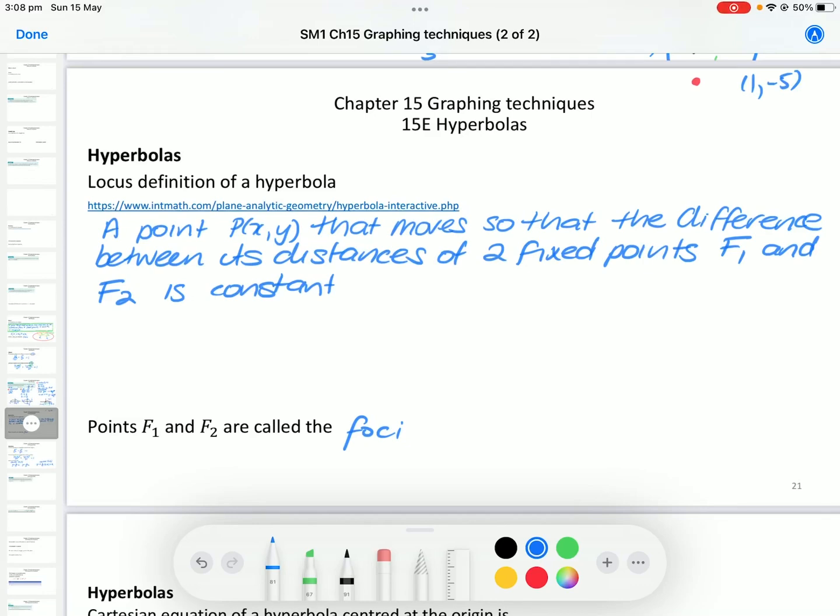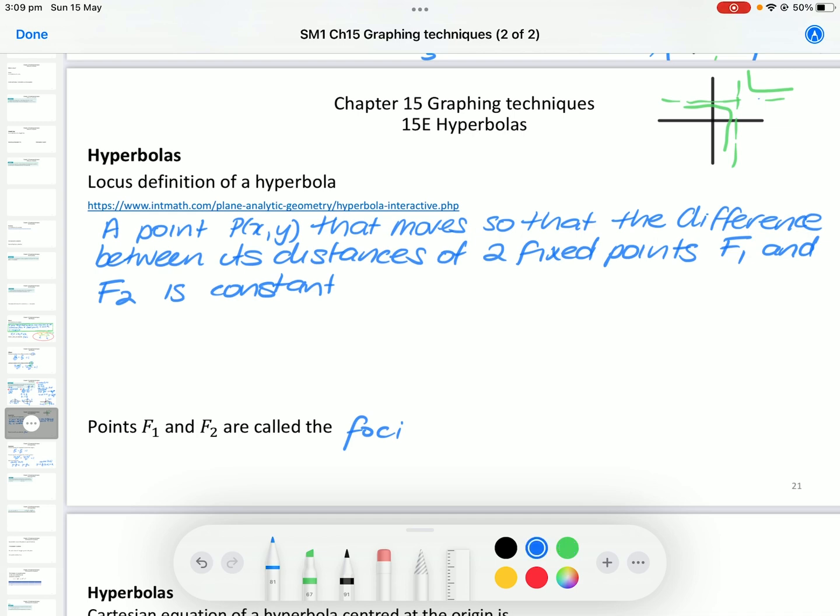Let's look at 15e, which is hyperbolas. Now, up until this point, the only hyperbolas you've seen are rectangular hyperbolas. So the ones you would have seen last year, they look something like this. You'll have maybe an asymptote there, and that is a rectangular hyperbola, but we're going to do more hyperbolas this time. We'll see what they look like.